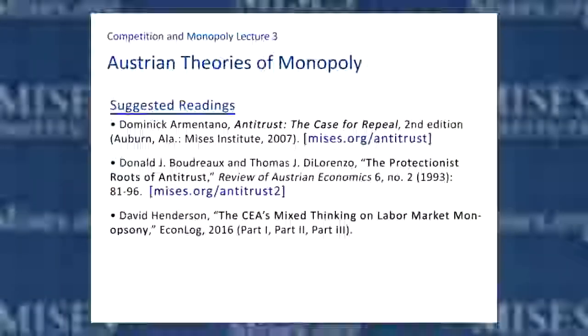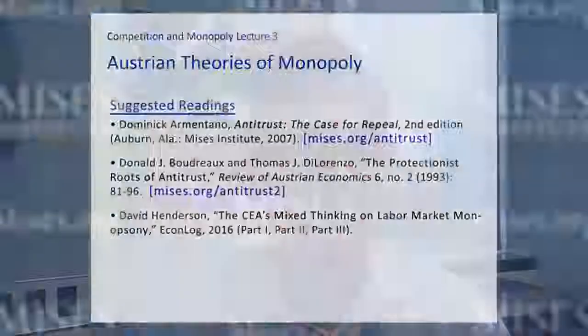Today we're going to be talking about some applications of monopoly theory, and my suggested readings for today are Dominic Armentano's book, Antitrust, The Case for Repeal, an article by Don Boudreaux and Tom DiLorenzo called The Protectionist Roots of Antitrust, and then some material from the EconLog blog written by David Henderson on the minimum wage or labor market monopsony. We'll be talking about that a little bit later.